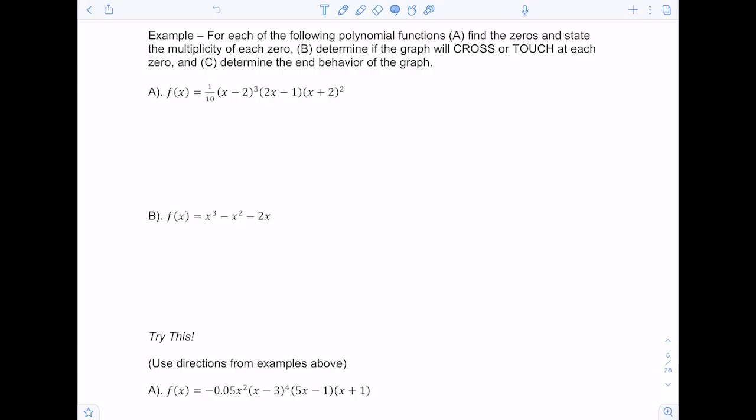Hi all, in this next part of the video we're going to look at polynomial functions and we're going to find the zeros and state the multiplicity and determine if the graph will cross or touch at each zero, and then also look at the end behavior. So in this first problem here we have this polynomial and I want to find the zeros, which remember are just the x-intercepts. So I'm going to take my expression and just set it equal to 0.